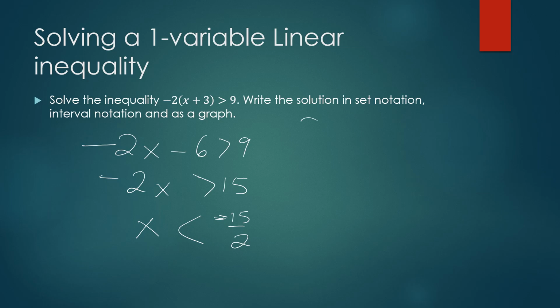Now we'll do our set notation. So the set S, where x is an element of the real number system such that x is less than negative 15 over 2. We talked about set notation way back at the beginning of the semester. Now let's talk about interval notation.